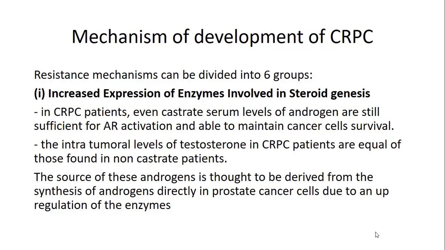Resistance mechanisms can be divided into 6 groups. Number 1, increased expression of enzymes involved in steroidogenesis. In CRPC patients, even castrated serum levels of androgen are still sufficient for androgen receptor activation and able to maintain cancer cell survival. The intratumoral level of testosterone in CRPC patients is equal to that found in non-castrated patients. The source of these androgens is thought to be derived from the synthesis of androgen directly in prostate cancer cells due to an upregulation of the enzymes.